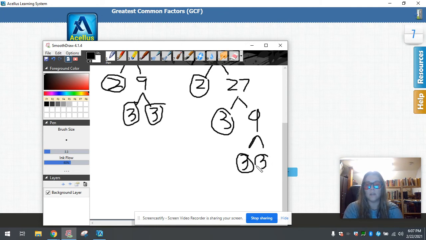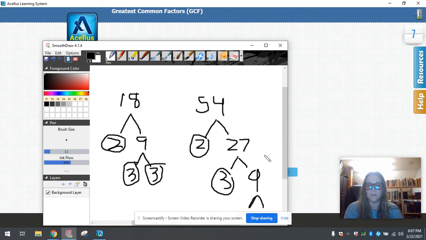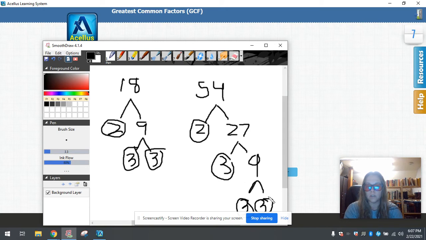3. Remember that division is the opposite of multiplication. So just like I divided my way down to the bottom of this factor tree, I could multiply my way back up if I wanted. 3 times 3 is 9, 9 times 3 is 27, 27 times 2 is 54.